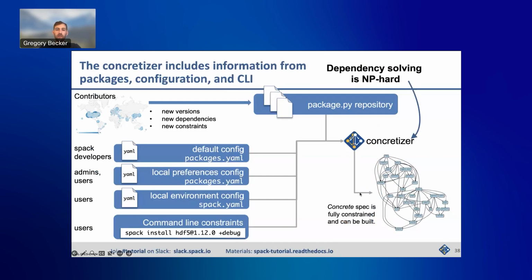The concretizer has to synthesize a lot of different sources of information coming from a lot of different places. There's all of the metadata information about the possible space of builds for a package from the repository. We talked about that in the package.py files. There's the abstract spec, the command line constraints that the user has put in, and there's all of the config options, which Peter will talk about more later, that can also affect concretization. And on top of that, dependency resolution is an NP-complete problem.